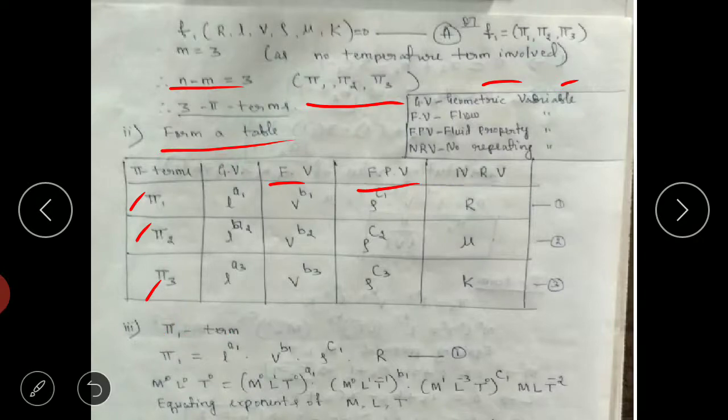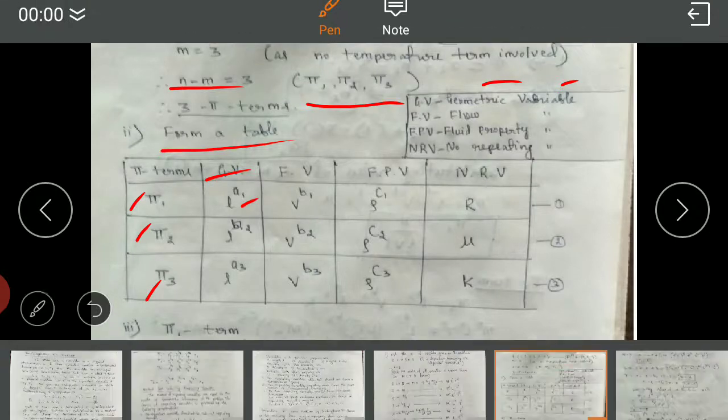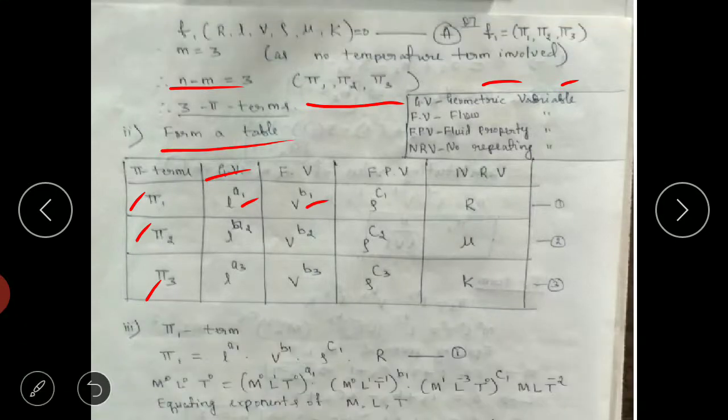Then what is the next step? The next step is to write down the repeating variables in any order, but it is better to start from the geometric variable, then velocity which is the flow variable, then the fluid property variable. Then if you see here, one of the non-repeating variables is written, which is taken as r. Then it will be repeated again.